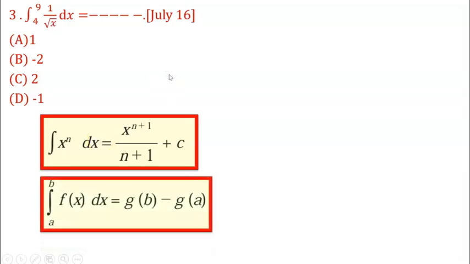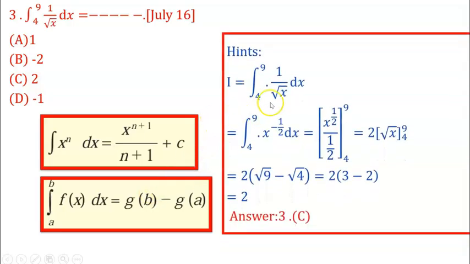Okay. Now again, the fundamental theorem of calculus. Integral 4 to 9 1 upon root x dx. Now the power of x is 1 upon 2. If we take it to the numerator, it will become minus, that is x raised to minus 1 upon 2 dx. What is the integral of x raised to n? That is x raised to n plus 1 upon n plus 1. Minus 1 by 2 plus 1 means what? x raised to 1 upon 2 upon 1 upon 2.